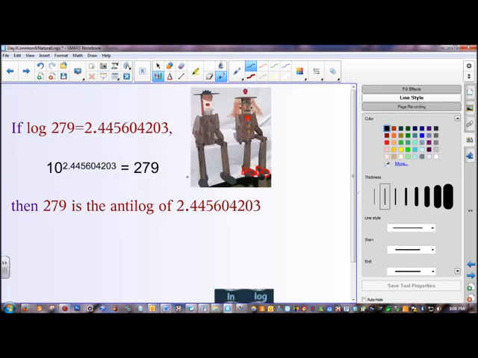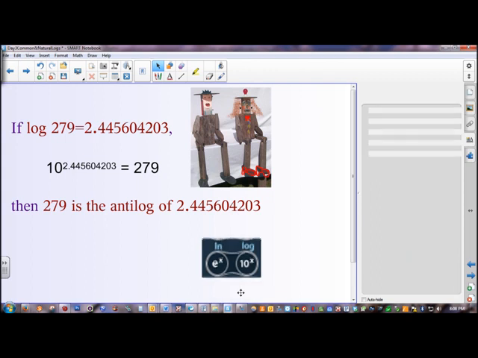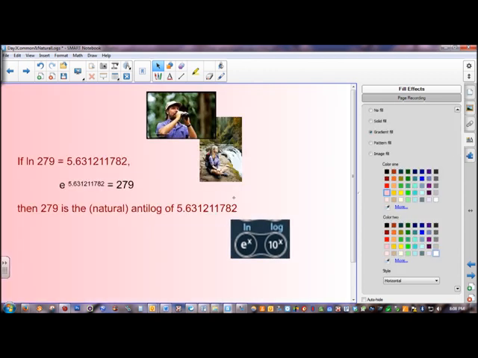Okay, if log of 279, and again I'm going to make an assumption here, I'm making an assumption of base 10. It's a common log even though you don't see it written. So log 279 equals 2.45. Then that tells me that 10 to the 2.45 is equal to 279, and I say that 279 is the antilog of that long irrational number. And again, the calculator buttons are available to you when you need them. We'll be getting some good calculator practice today.